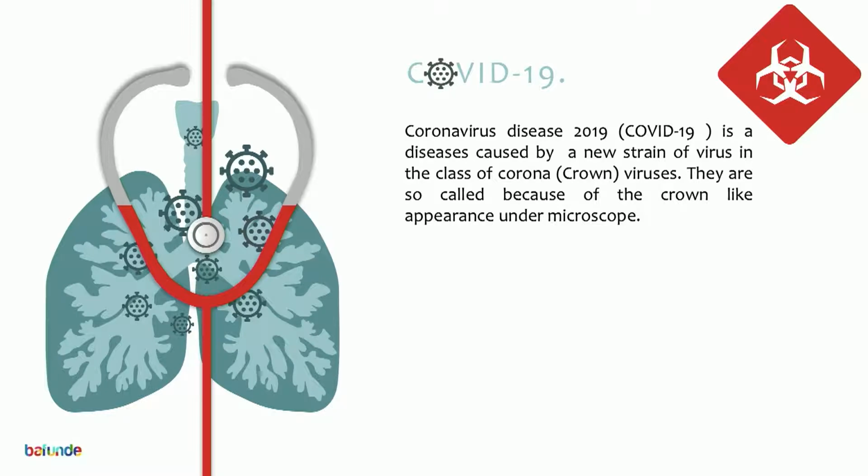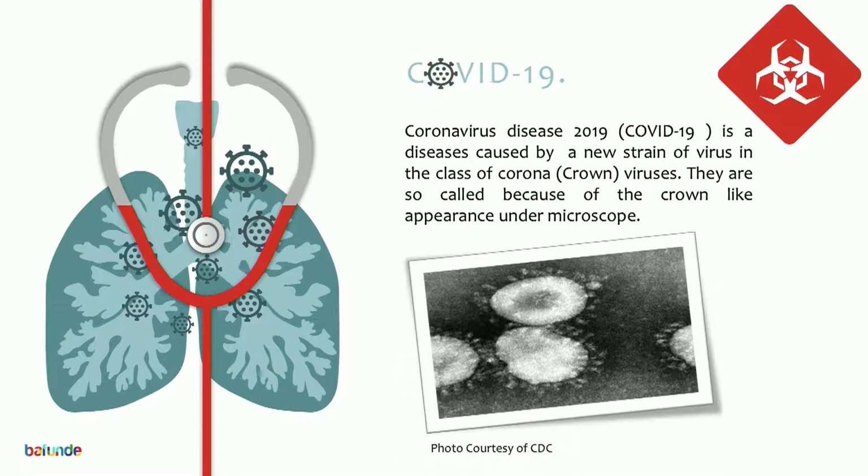So, COVID-19 is actually an abbreviation of Coronavirus Disease 2019. And the 2019 is appended on the name because it was first discovered in 2019. And we'll learn about the turn of events as to that is why. So this disease is a disease caused by a new strain. Now you just have to underline the word new strain of virus in the class of corona. And corona means crown, okay? In the class of coronaviruses. They are so called because of the crown-like appearance under the microscope.